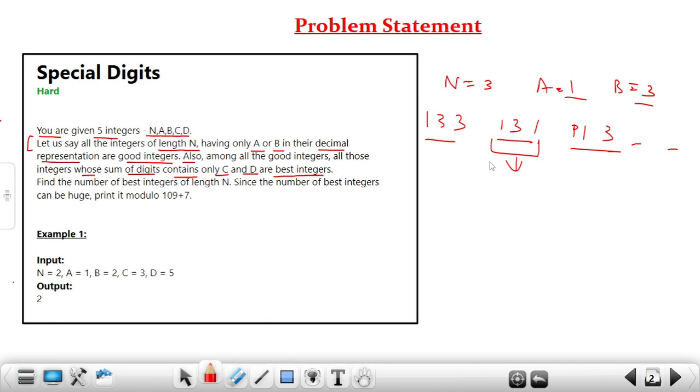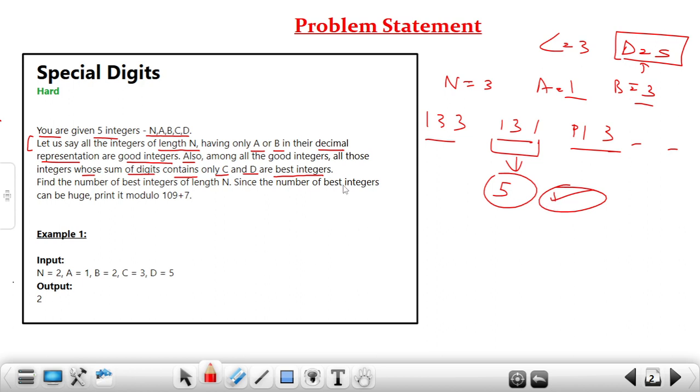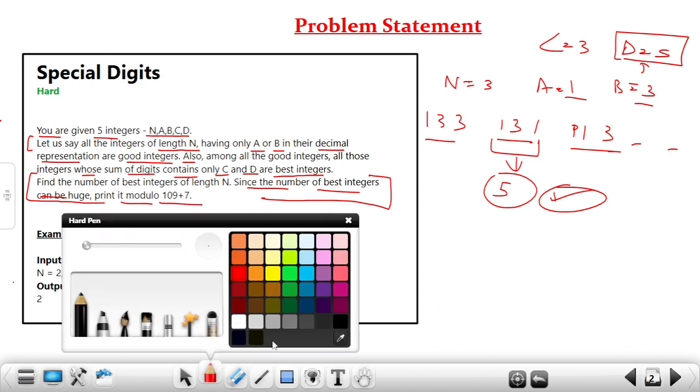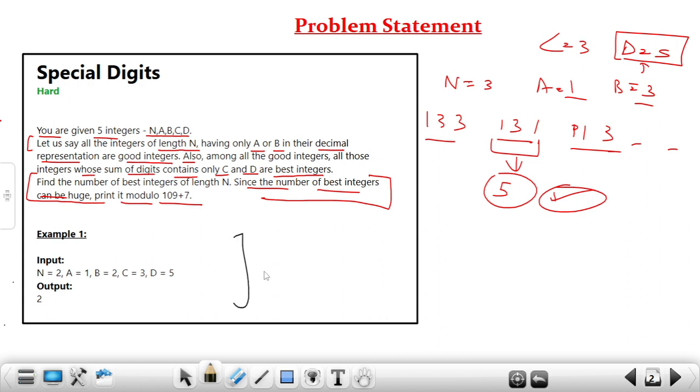So let's see this one. You can see that the sum is 5. In case I have c equals 3 and d equals 5, since d is 5, I can say that this is one of the best integers. Now our task is to find the number of best integers of length n. Since the number of best integers can be huge, I have to print it modulo 10 to the power 9 plus 7.